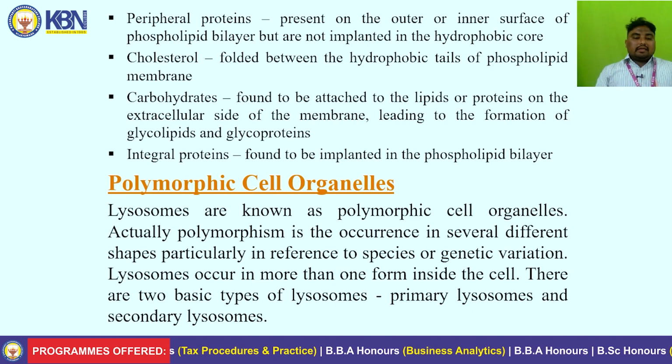Polymorphic cell organelles. Lysosomes are known as polymorphic cell organelles. Polymorphism is the occurrence of several different shapes, particularly in reference to a species, due to genetic variation. Lysosomes occur in more than one form inside the cell. There are two basic types of lysosomes: primary lysosomes and secondary lysosomes.